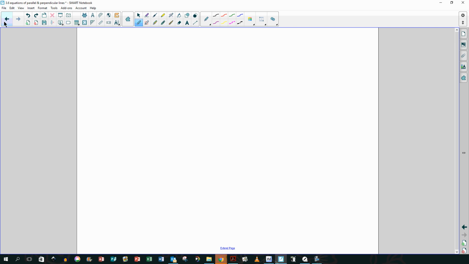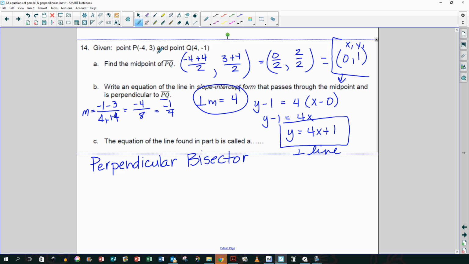All right, so 3 steps. Find your midpoint, find your slope, find your perpendicular slope. Plug it in, and there's your perpendicular bisector.